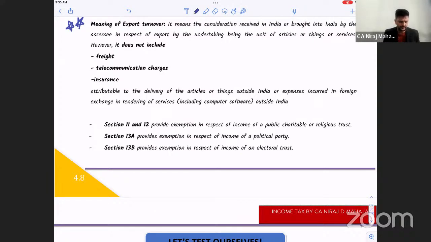So pay attention now. It means the consideration received in India. You are exporting, so obviously the money should come back to India or be brought into India by the assessee in respect of export by the unit, being the unit of articles or things or services. Basically, you have exported, so you have received the money. However, the export turnover does not include freight, telecommunication charges, as well as insurance.